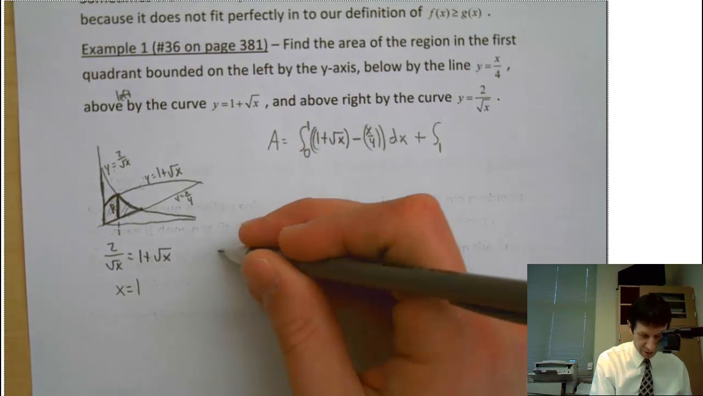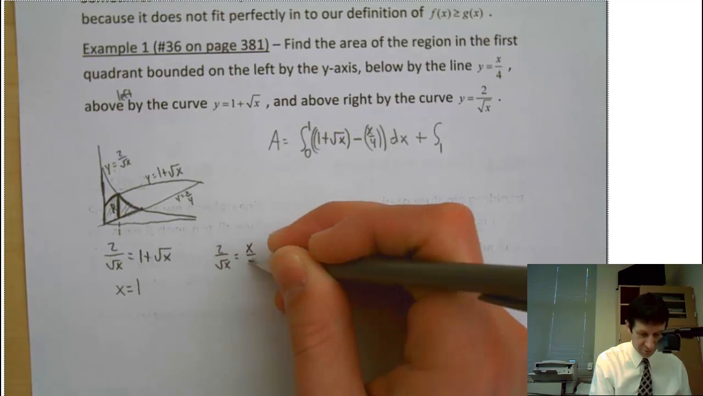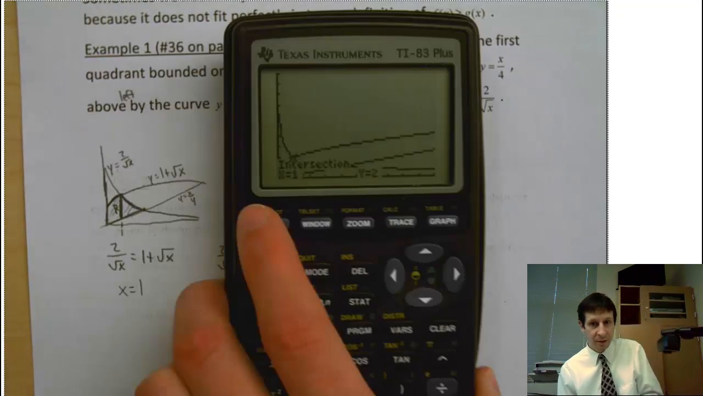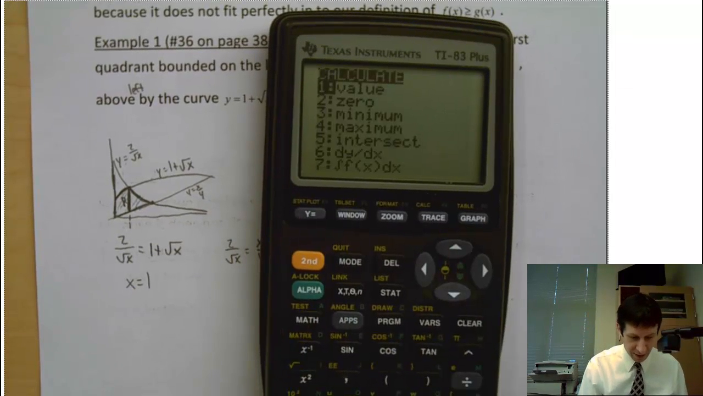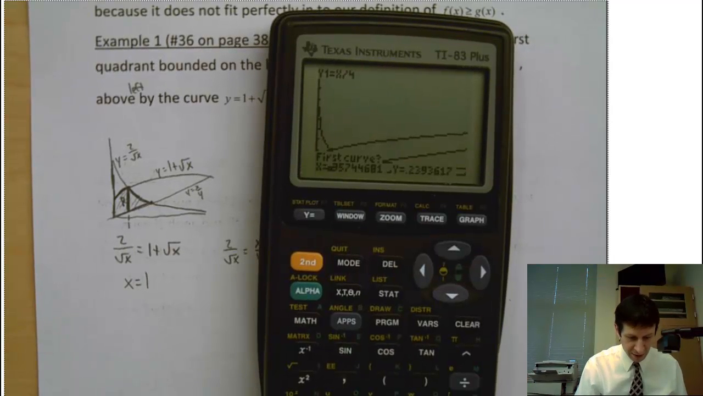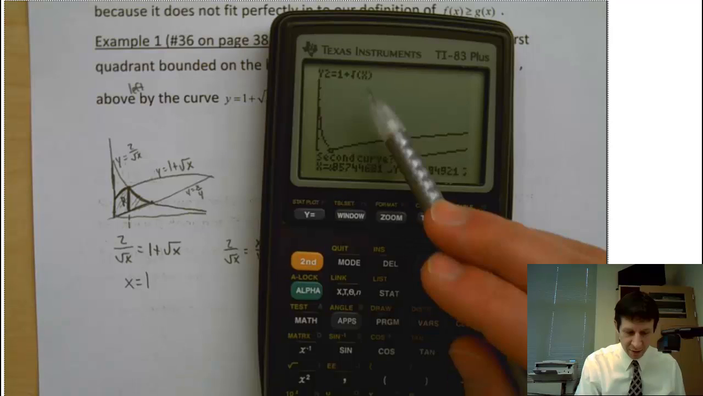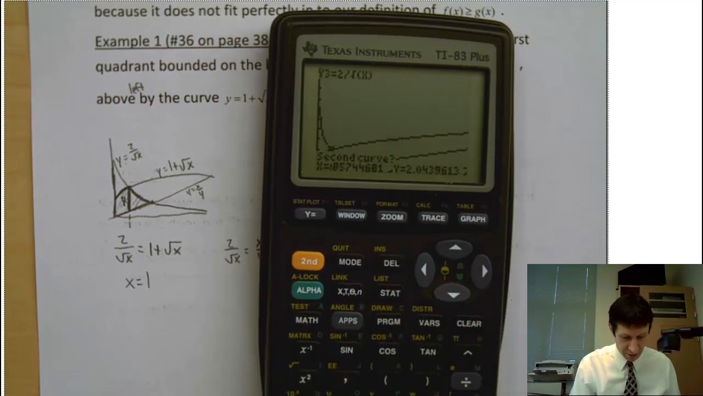So again, in terms of work, I want to show that I'm setting 2 over root x equal to x over 4. Use our calculator if we want. Hit second calc, intersect. X over 4 is one of the ones that I want. I'm going to hit enter. Now I don't want 1 plus root x. I want 2 over root x. There it is. Hit enter.